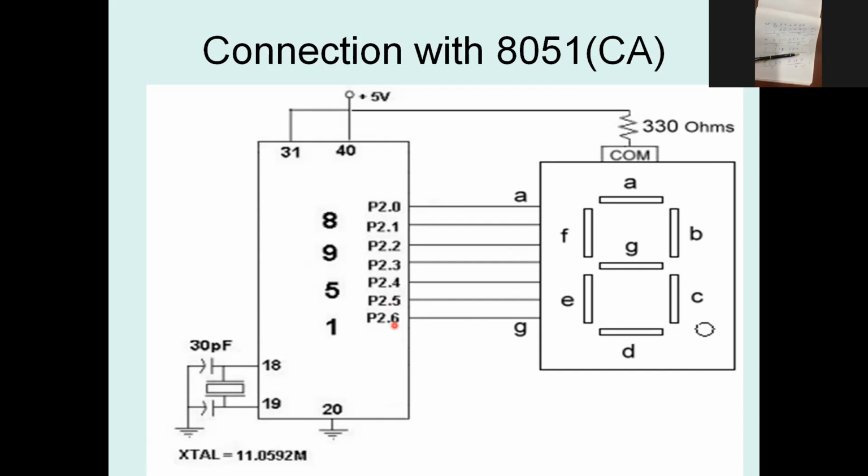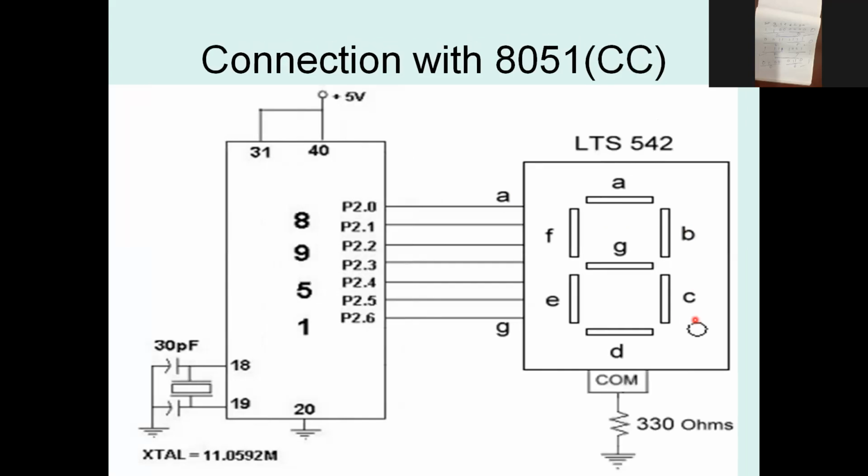So to display 0, we send C0 through port 2, or 3F, something like that. Is it clear? We send C0, then in this circuit diagram it will display 0. If I want to display 1, then we will send F9. If I send F9, the corresponding B and C will glow. Is it clear or not?